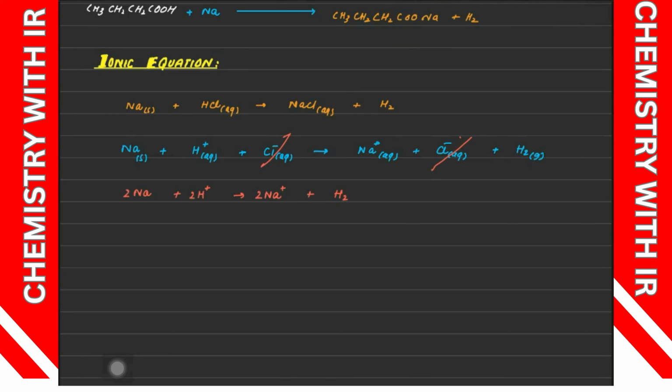I would be writing this. This is an ionic equation for the reaction of acid with metal. The metal is sodium and the acid is HCl. What if I give you this one? What would be the answer?